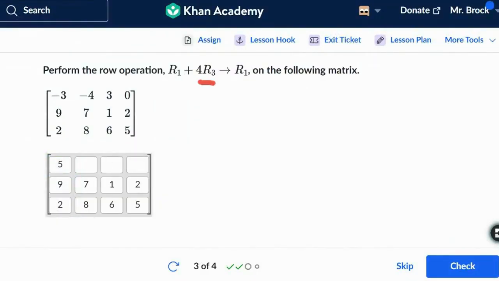4 times row 3. 4 times 8, and then add that to negative 4. 4 times 8 is 32 plus negative 4. Good job. Got some folks getting the answers there. All right. 4 times 6 plus 3. 27. 4 times 5 plus 0. Well, that was a little easier.